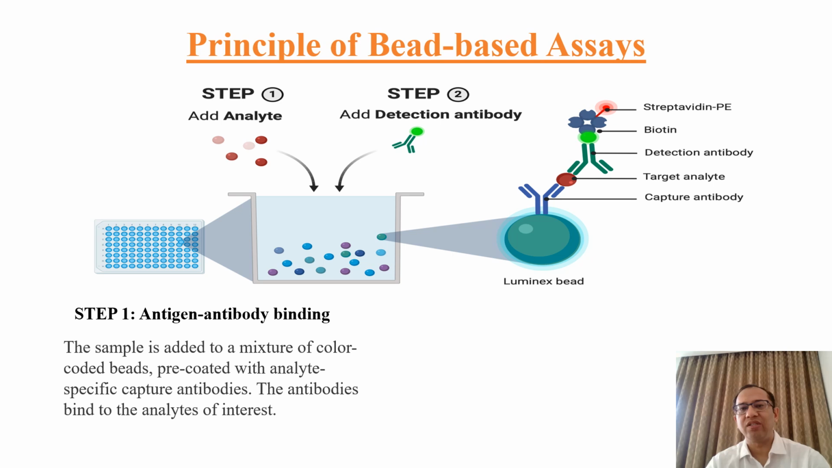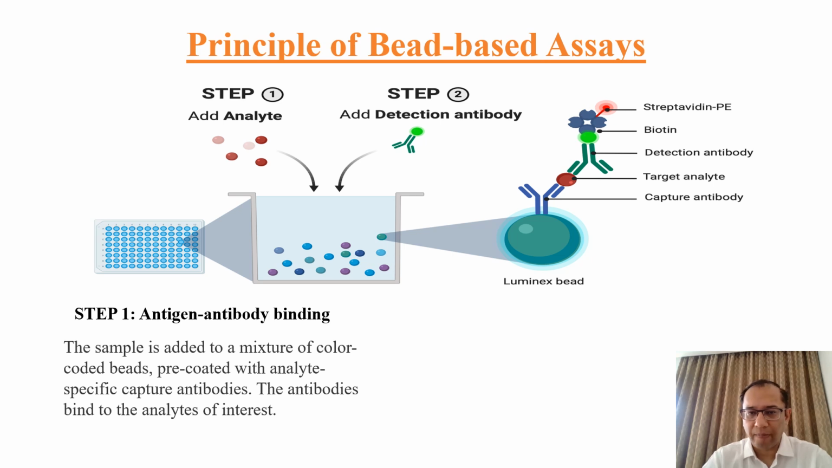Basically, the sample, that is the analyte, is added to a mixture of color coded beads. Beads are color coded in different dye proportions and that will give unique specificity to each bead. Now this sample is added to the mixture of color coded beads, which are pre-coated with analyte specific capture antibodies. So there is an antigen antibody reaction.